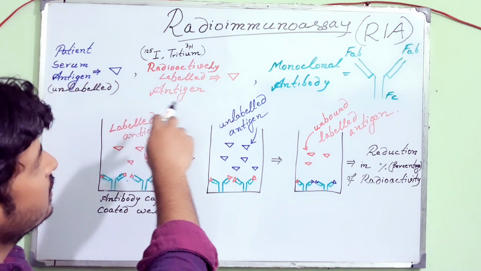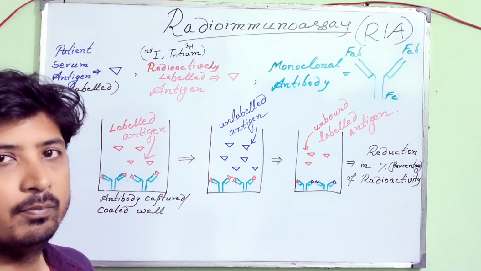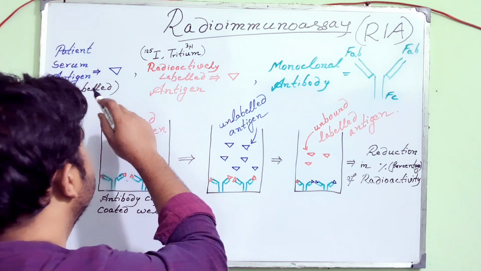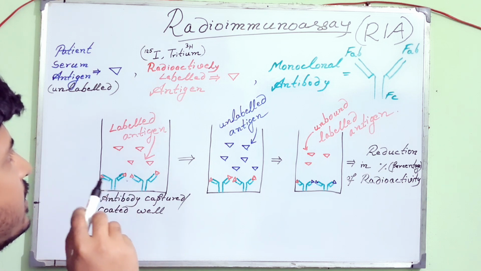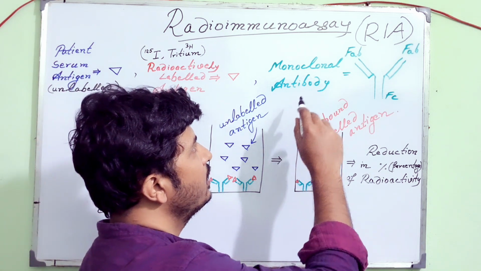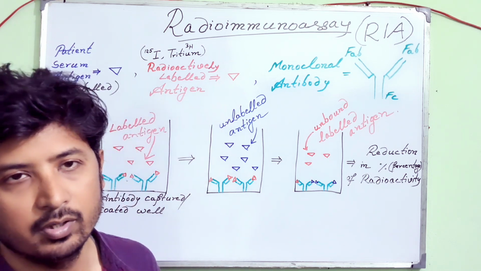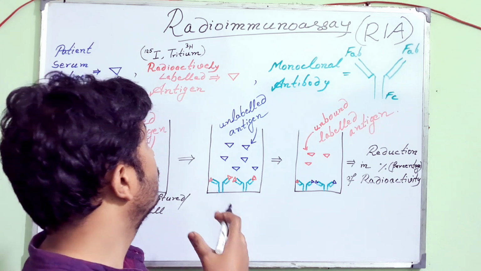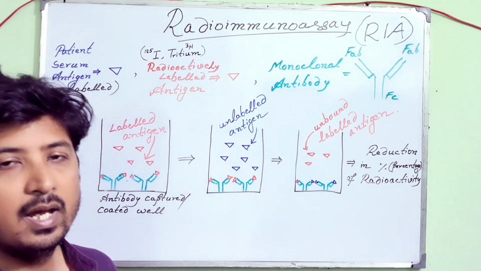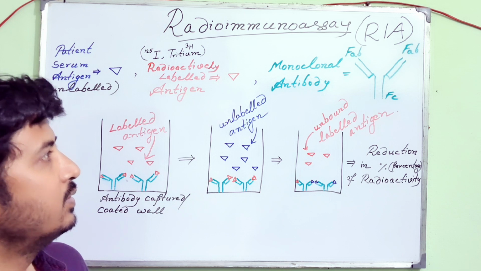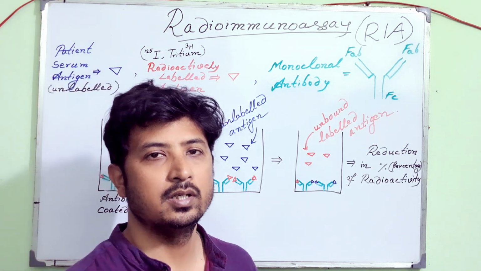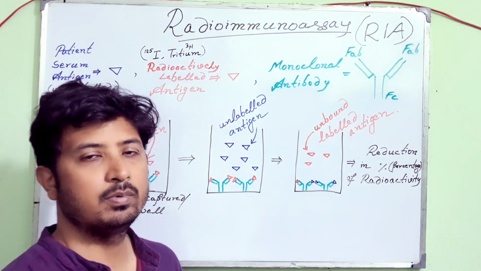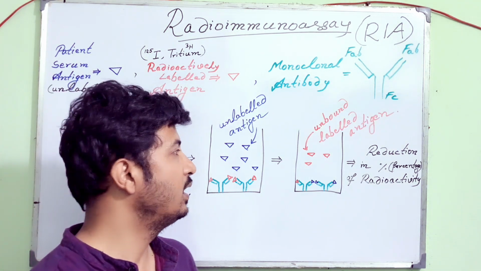I have given different colors so that you can understand my images clearly and the concept. Unlabeled antigen is in blue, radioactively labeled antigen is in red, and of course you need a monoclonal antibody, or the antibody which is designed to recognize both the radioactively labeled antigen and the unlabeled antigen. These are the preliminary three things you need. Then of course you need a microtiter well plate which is made up of polystyrene or polyvinyl.